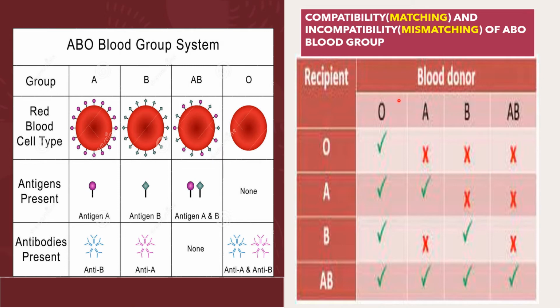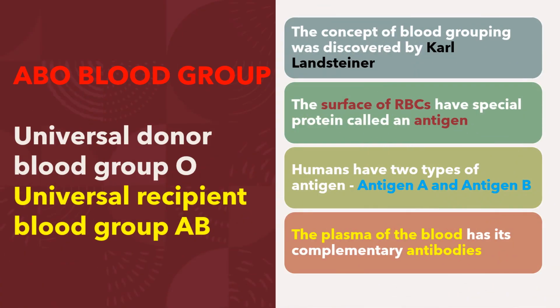That's why we call O the universal donor. AB we call the universal recipient, because it can receive blood from all types of blood. Let us discuss the main points of the ABO blood group. Which is the universal donor? Blood group O. Universal recipient? Blood group AB.